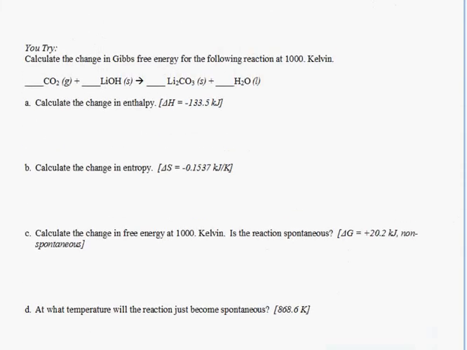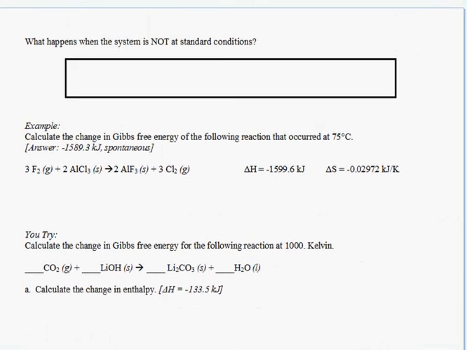As we turn the page, what you're going to notice is very simply we've got one more box, because what happens if you are not at standard conditions? So this infers that you are not at 25 degrees Celsius. Any other temperature is going to work. This is actually the equation that you want to be using as you're using your lab.